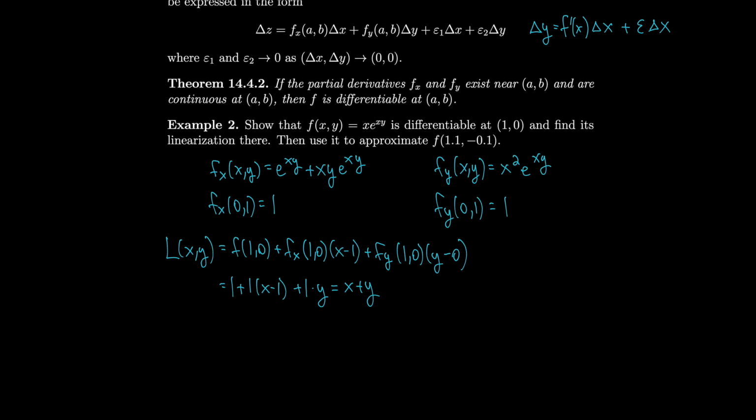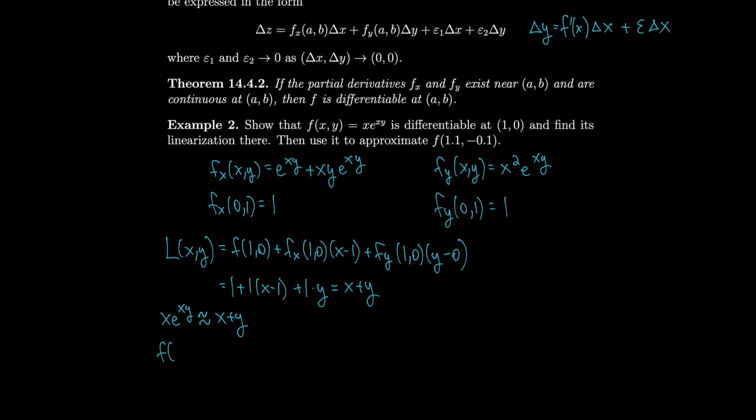So first we showed that our function was differentiable by using this theorem over here and seeing that our partial derivatives fx and fy exist and are continuous. And now we've found the linearization. So last thing we have to do is use it to approximate f of 1.1, minus 0.1. So due to our linearization, we're saying that x e to the xy is approximately our linearization x plus y.